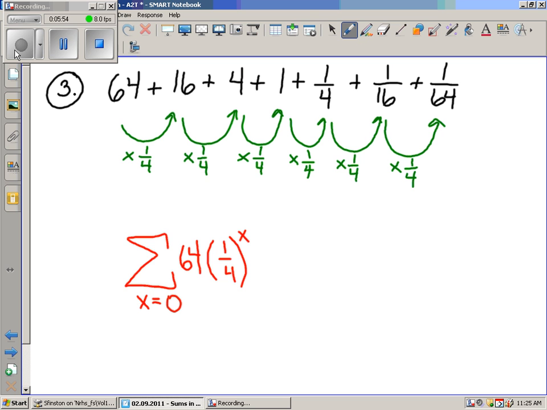And then by writing it out, we're able to recognize that I need 6 1/4. I think. 1, 2, 3, 4, 5, 6.